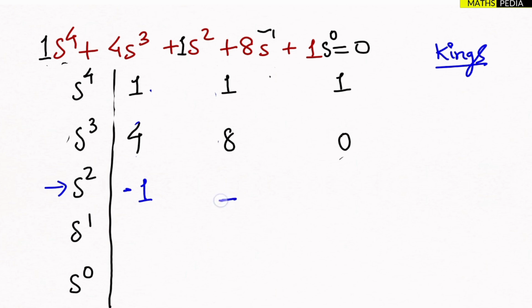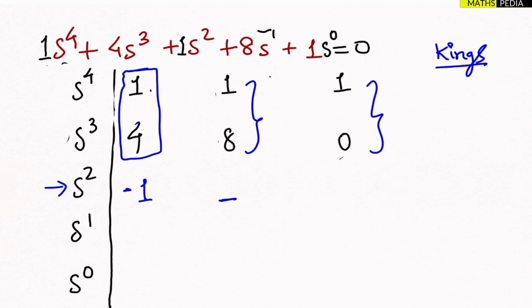Now how to fill the second column of the third row? How to fill this? Again, as I said, we have to consider kings only. Now which elements? These two elements are done. Now next these two elements we have to consider. Right. So again, bottom king into the top one, top king into the bottom one.